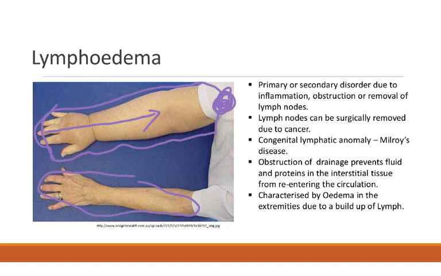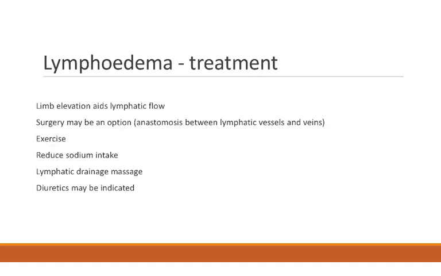So what treatment can a patient with lymphedema have? Very important to educate the patient about elevating their limb, as this aids lymphatic flow. So we're using gravity really to drain the fluid back into the venous system. Now surgery may also be an option, and it's fascinating. They can actually join the lymphatic vessels and the veins together, so the fluid leaks directly from the lymph vessels into the venous system and drains away.